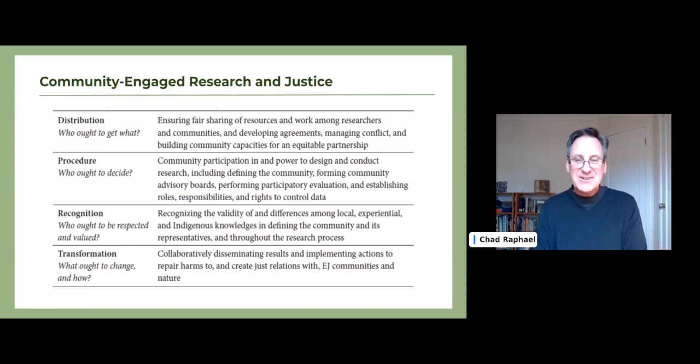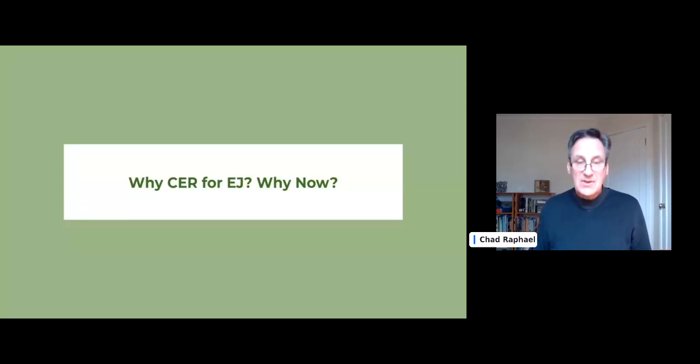In terms of procedural justice, CER values community participation in and power to design and conduct research in lots of ways Julie and Erika are going to talk about, as well as control over the data. Recognition justice in CER means recognizing the validity and differences among the local, experiential, and indigenous knowledges I've been talking about in defining the community and its representatives. And transformation justice means changing how we all do research together, collaboratively disseminating results and implementing actions to repair and restore and create just relations with EJ communities and nature.